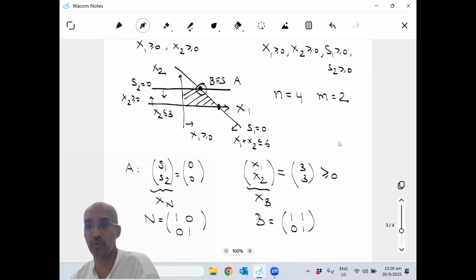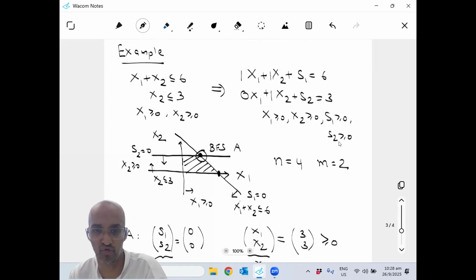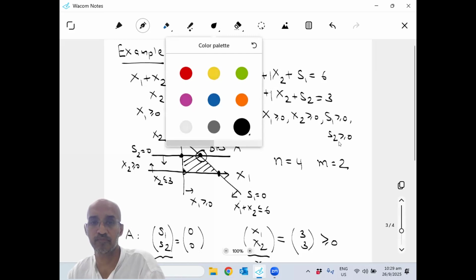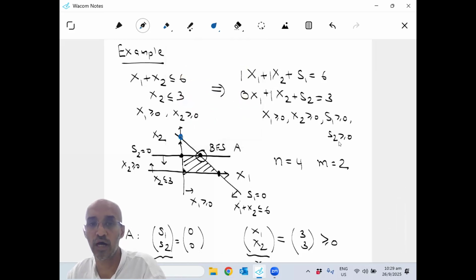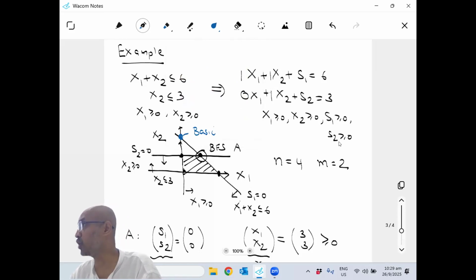So in this problem, maybe I should also mention this so it's very clear. There are also points like this. So there are four basic feasible solutions. You can have a point like this, which is also a basic solution, right? Why is this a basic solution? At this point, if I set x1 equal to 0 and s1 equal to 0, I will get this point basically.